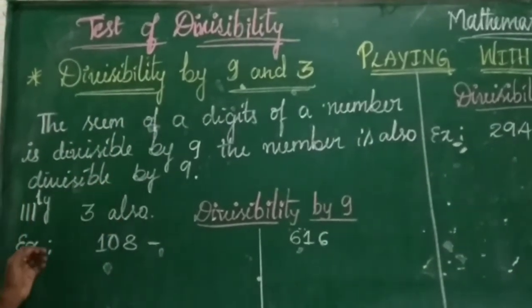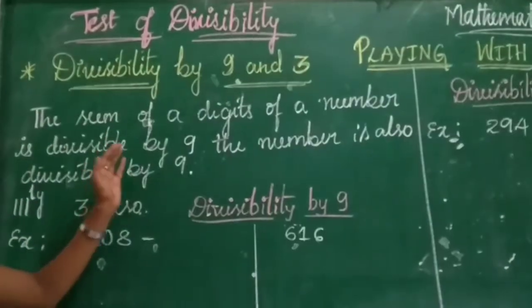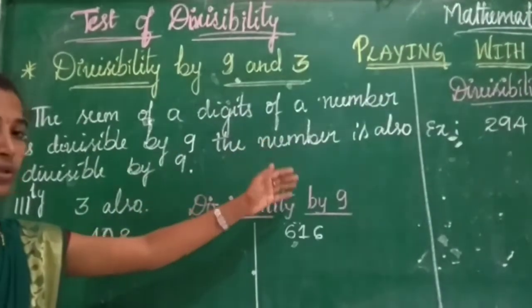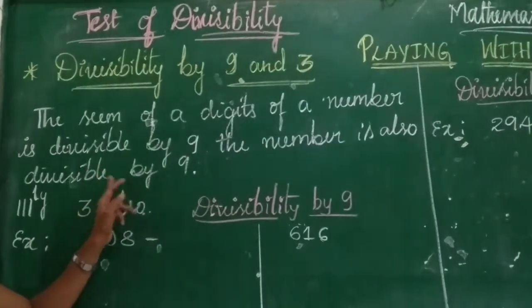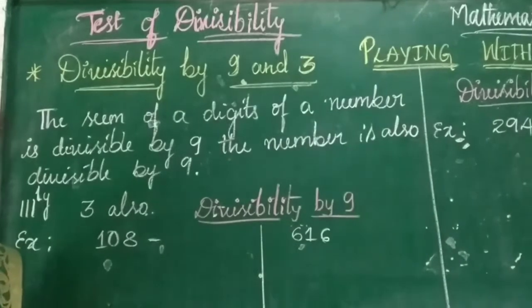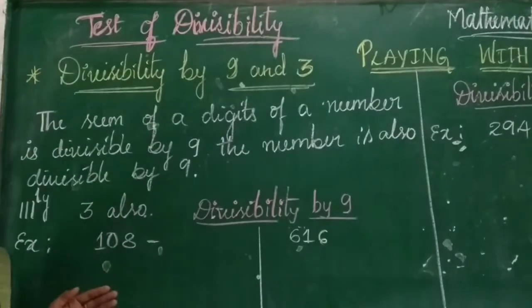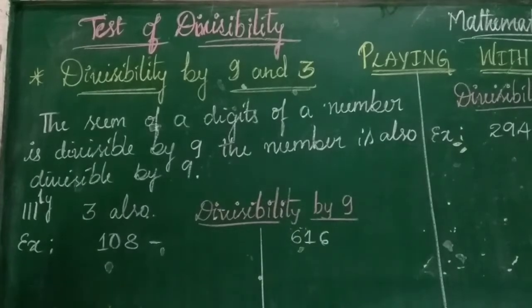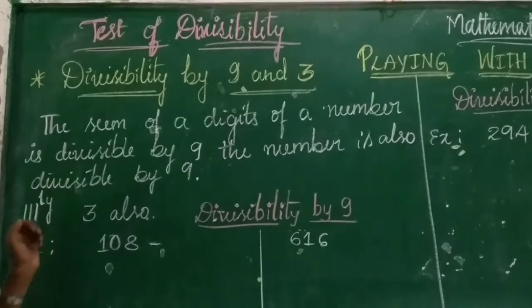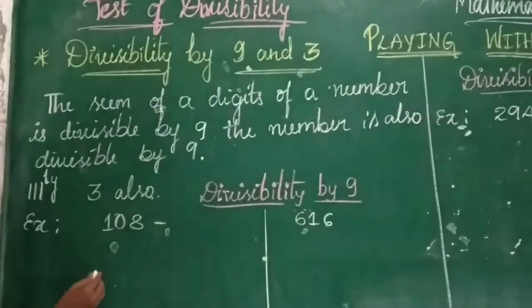According to this rule, if the sum of the digits of a number is divisible by 9, the number is also divisible by 9. As you know, the number contains digits; if the sum of those digits is divisible by 9, the number is divisible by 9. Now, let us check this statement by taking the example 108. Look here, all of you.